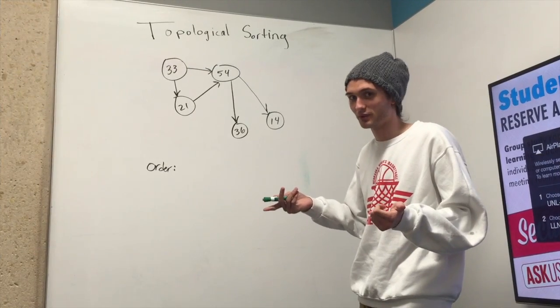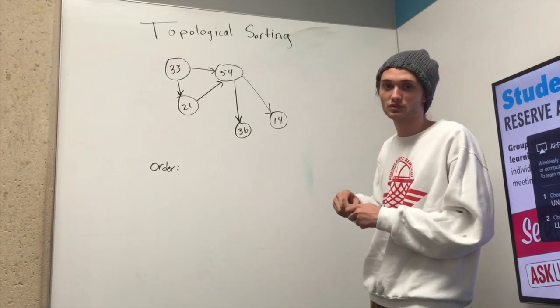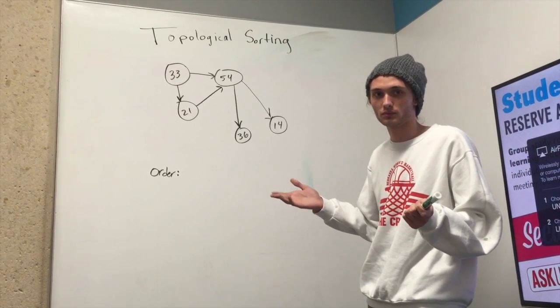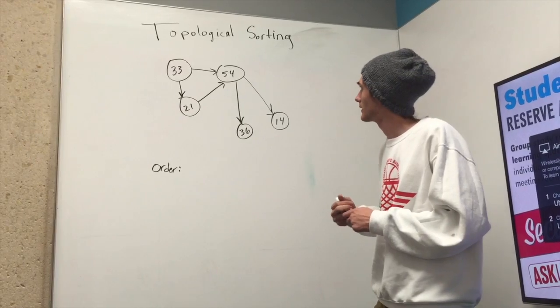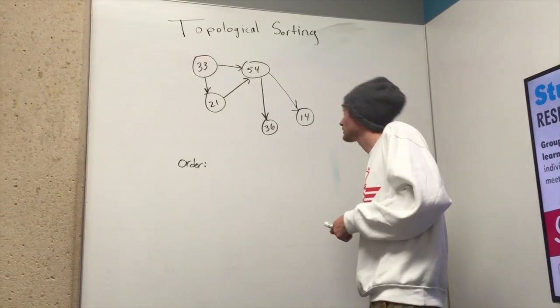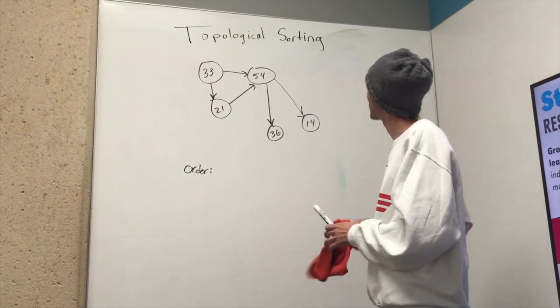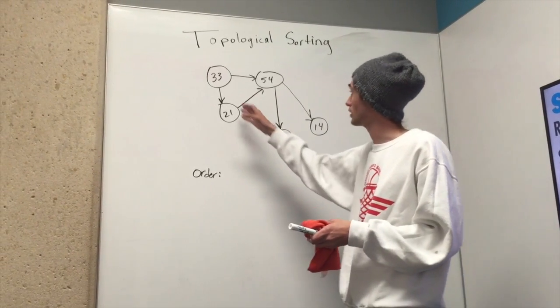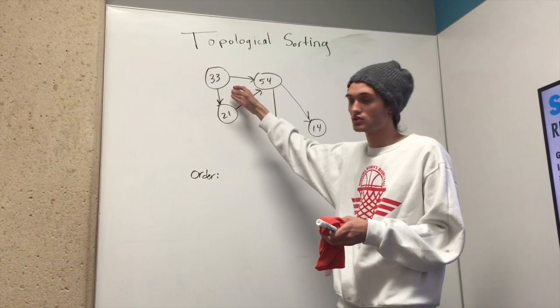Today we're going to be talking about topological sorting. Topological sorting is mainly used when you have a lot of tasks and you want to order them. For something like this, we have these tasks given. You just start at a node with no incoming edges.